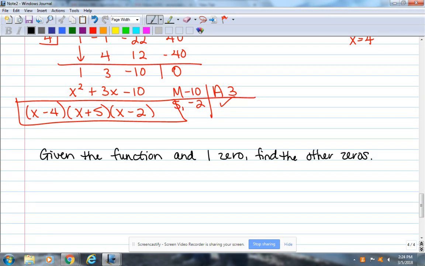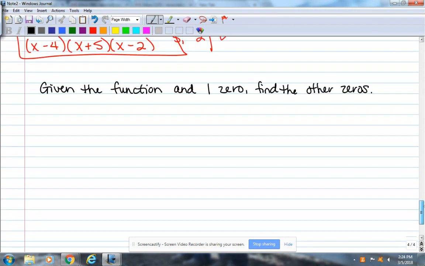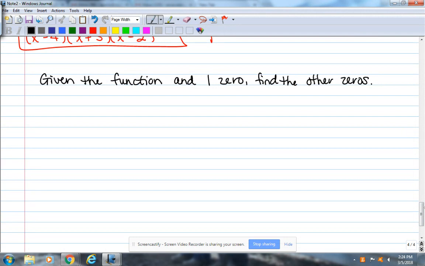And this is not going to be much different than what we just did, except for one more little step. I promise you. So they're going to give you the polynomial. What example is this, Jay? So f of x equals x to the third minus 2x squared minus 23x plus 60. And they give you a semicolon 3. That means 3 is a solution.